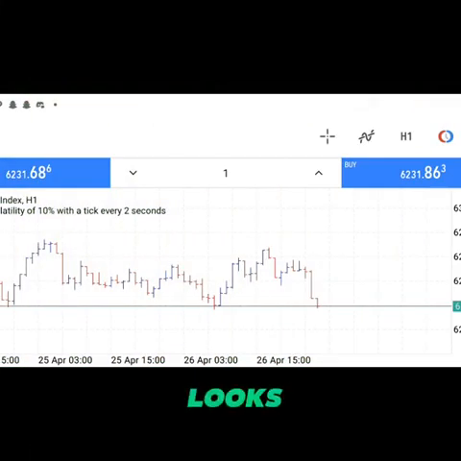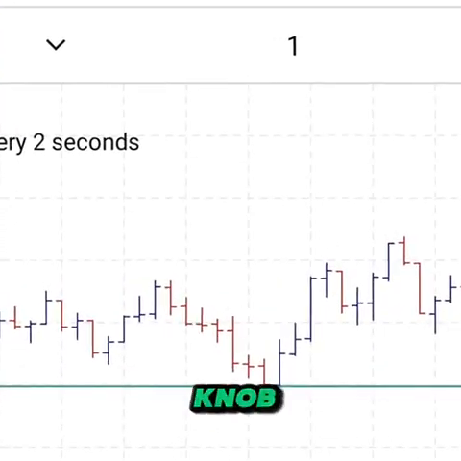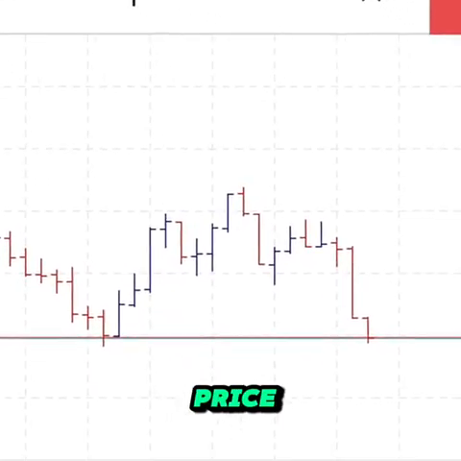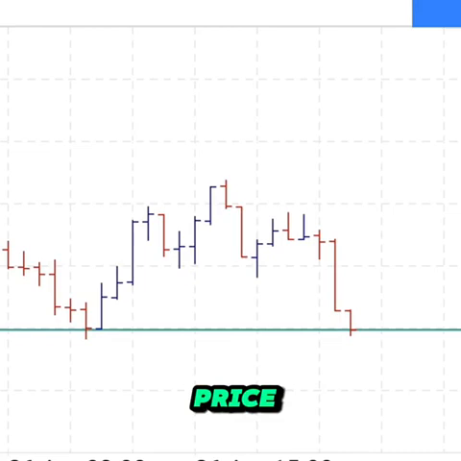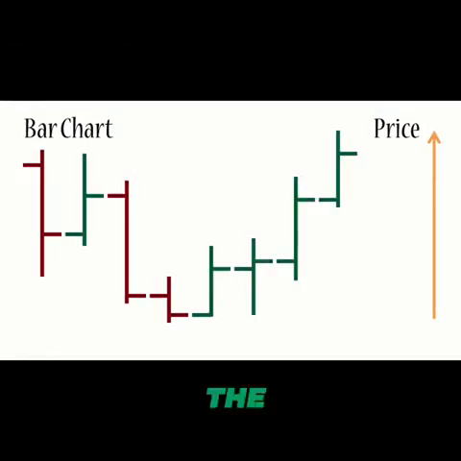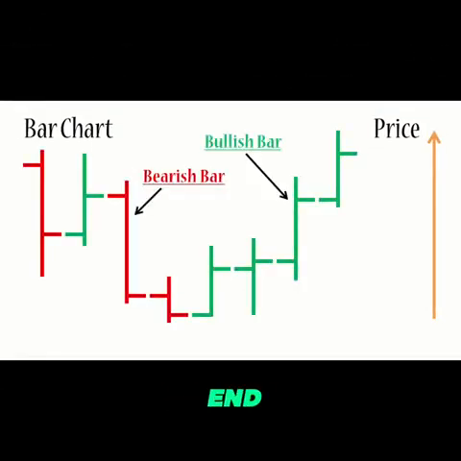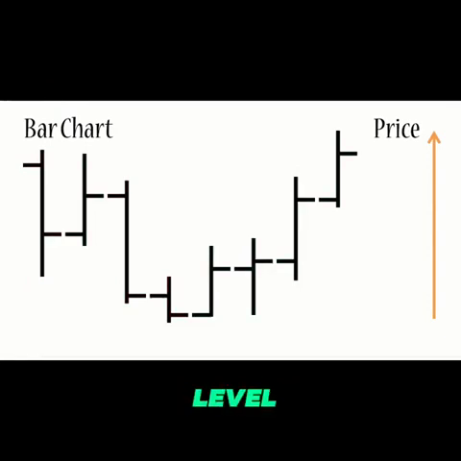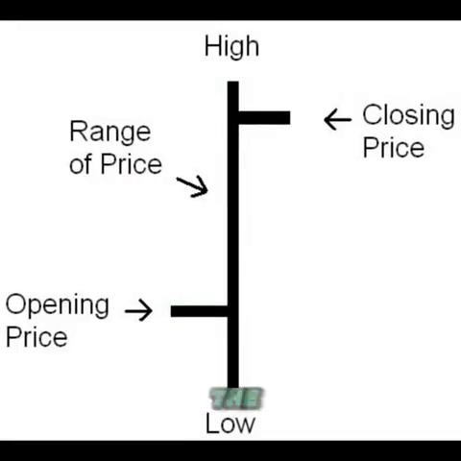The bar chart looks like a stick or bar with two short knobs on both sides. The knob on the left is the opening price, and the knob on the right is the closing price. Then there's the wick on the upper end and the lower end. The highest point of the upper wick is the highest price that was reached during a certain time frame or period, and the lowest point of the lower wick is the lowest price that was reached also during the same time frame or period.